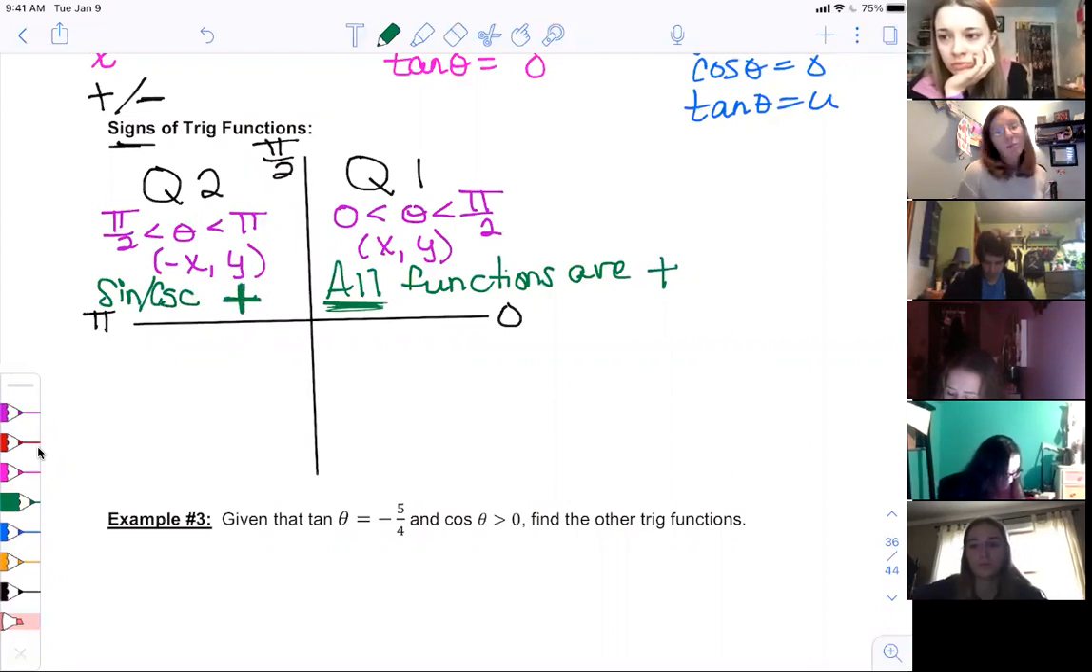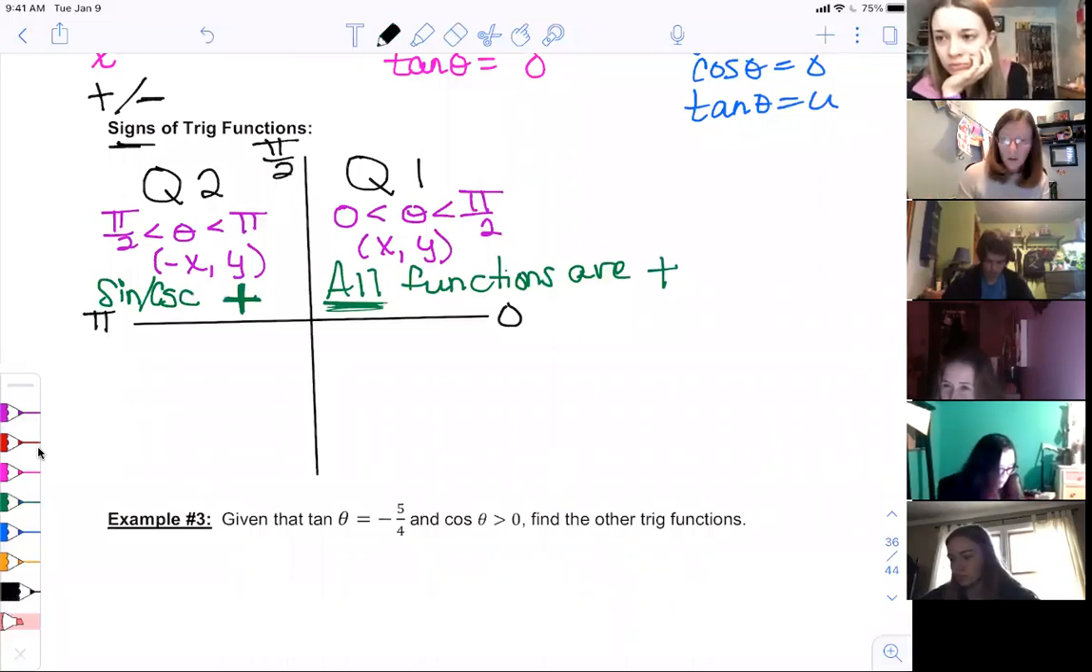Everything else is going to be negative in the second quadrant because it also contains an x. So cosine is negative x over r. Tangent would be y over negative x. So the sine and cosecant would be positive. Every other function is negative.